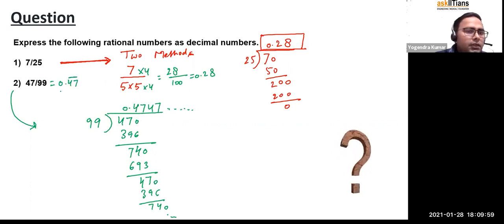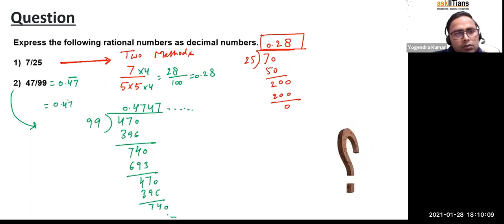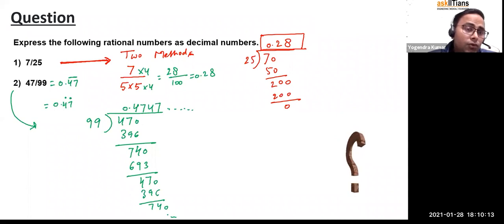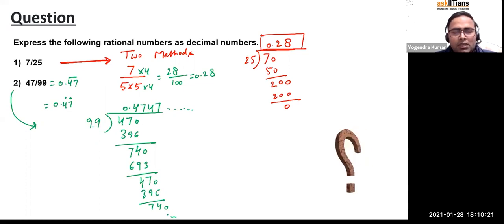0.47 repeating. 4 and 7 both are repeating. That's why we make this notation on both. In a few books they might write it this way also, so don't get confused. It means 4 and 7 both are repeating. But generally it will be a bar over it, like this. So that is the representation.